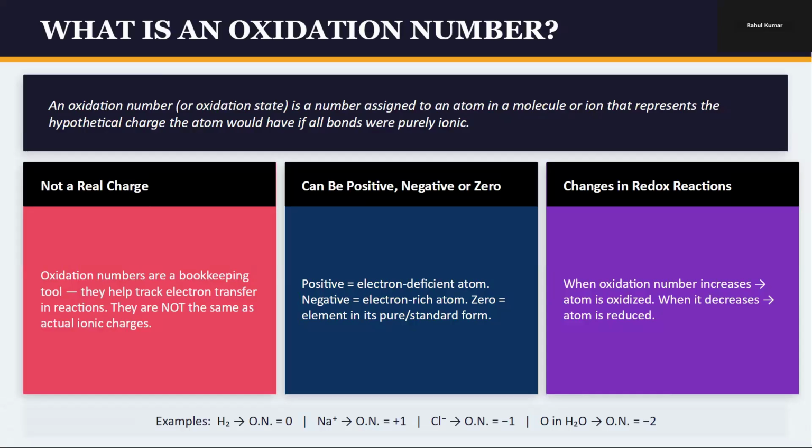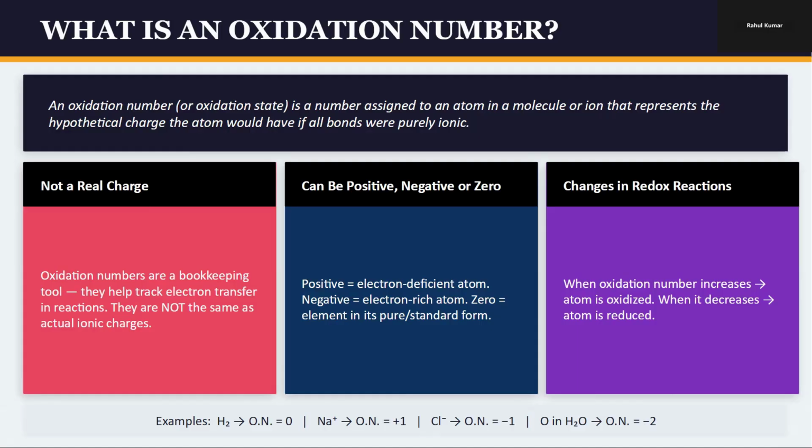So what is an oxidation number? An oxidation number or oxidation state is a number assigned to an atom in a molecule or ion that represents the hypothetical charge the atom would have if all bonds were purely ionic. So it's not a real charge. Oxidation numbers are a bookkeeping tool. They help track electron transfer in reactions. So they are not the same as the actual ionic charges. It can be positive, negative, or zero. Positive means electron deficient atom, negative means electron rich atom, and zero means element in its pure or standard form.